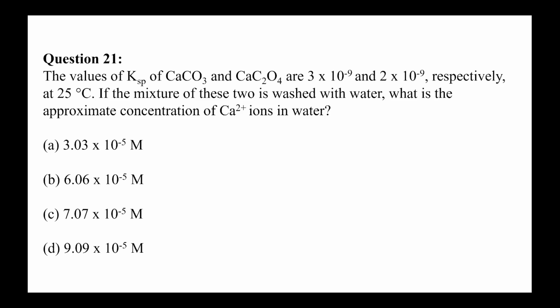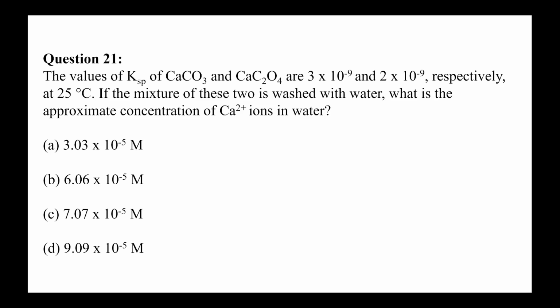Okay, so if these two are mixed, there will be common ion effect. There will be a common ion, that is the calcium ion, that is present in both. So if you mix it, the concentration of calcium ion would be influenced by both of these salts. Depending on the solubility of these two salts, when we wash it with water, whatever amount of calcium carbonate and whatever amount of calcium chromate gets solubilized in water, that amount will determine the amount of calcium ions present in water.